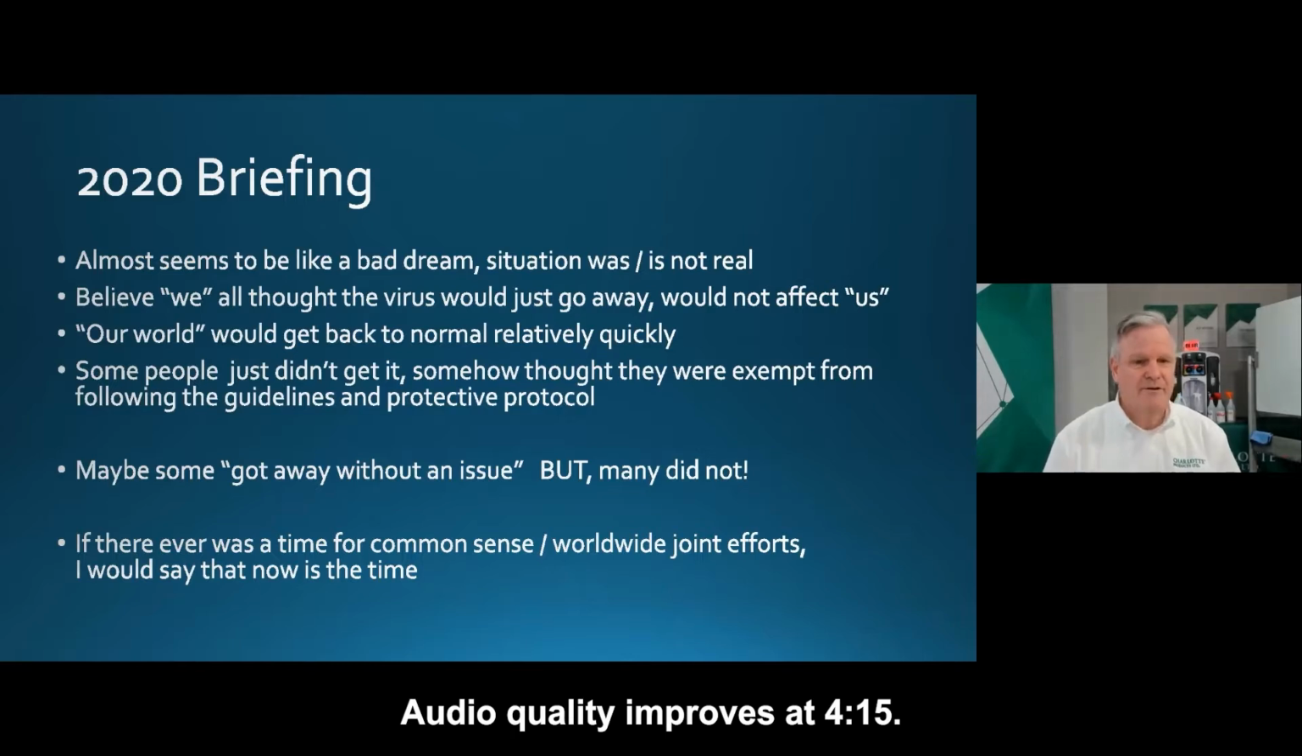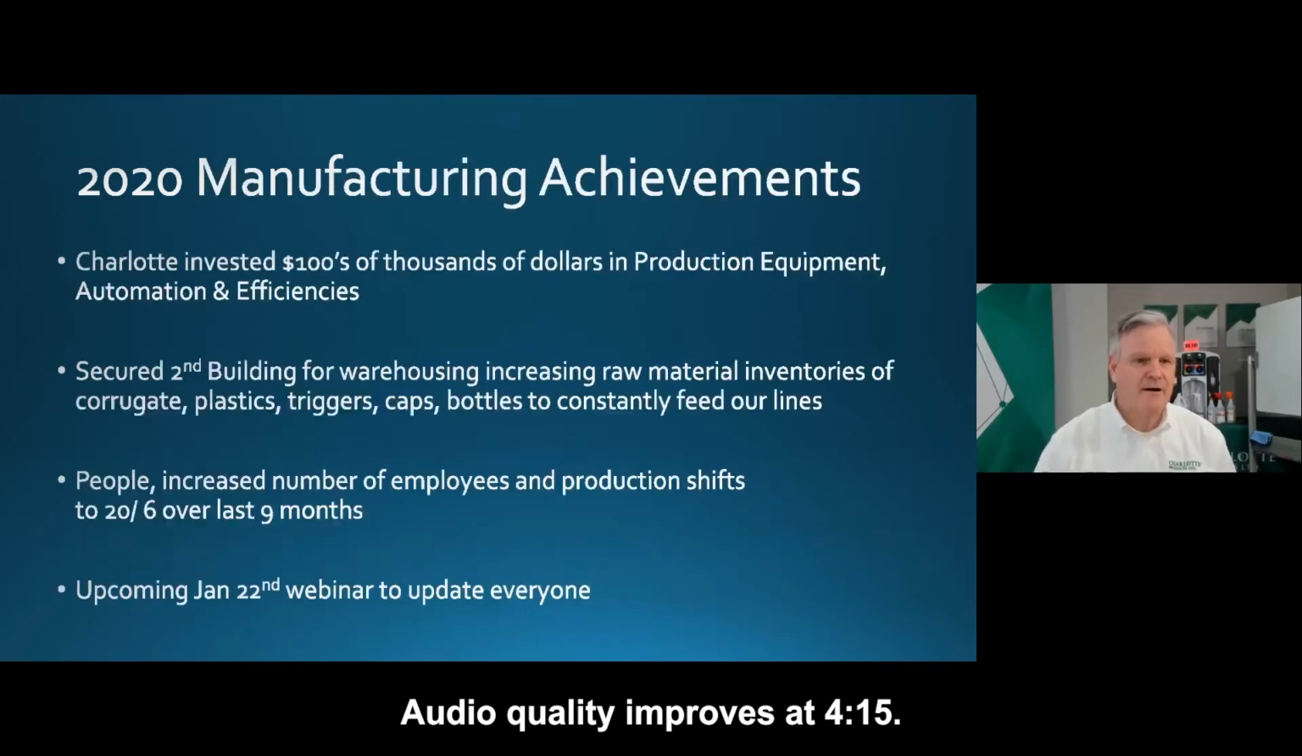So if there was ever a time for common sense and worldwide joint efforts, I would say this is obviously the time without question. So just follow the things we're supposed to. And yeah, it's a little inconvenient. In fact, it's majorly inconvenient, but if we do that, it's better off for every one of us.